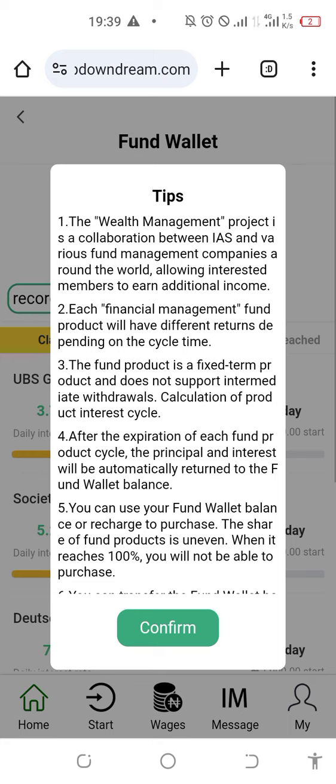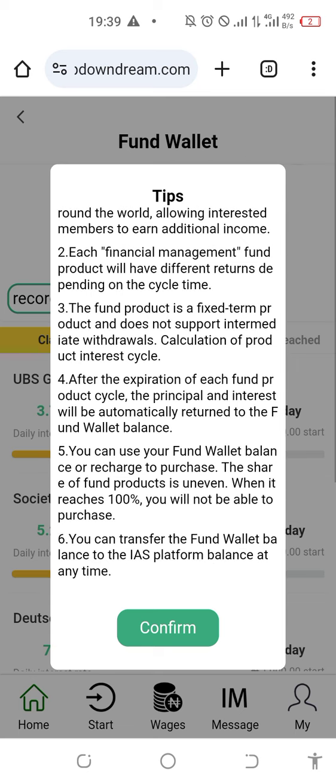So IAS helps them to pool funds so that they can do their business, and when they are through with their business, they will return the capital and the interest to the investors, right? Every financial management fund product will have different returns depending on the cycle time. Yes, of course, there are different returns. At some point, you will see 3.7%. At some point, it can come back again with 2.5%. At some point, a particular bank can come back again with 1.5%. So it always changes, right?